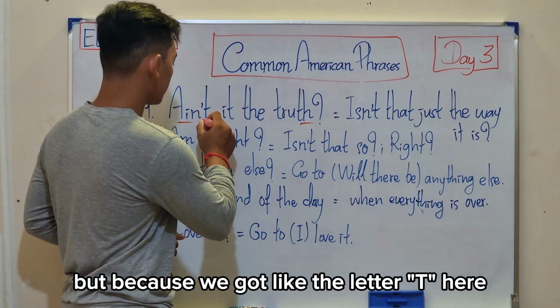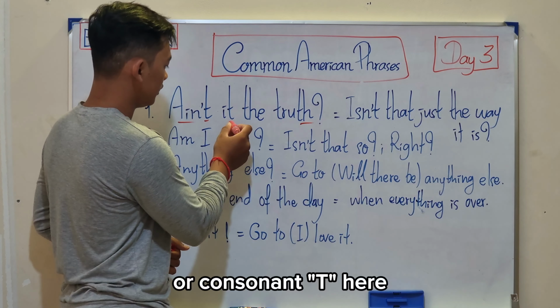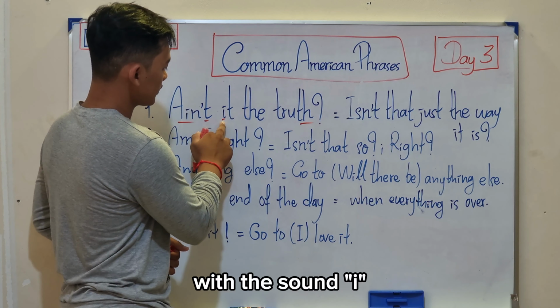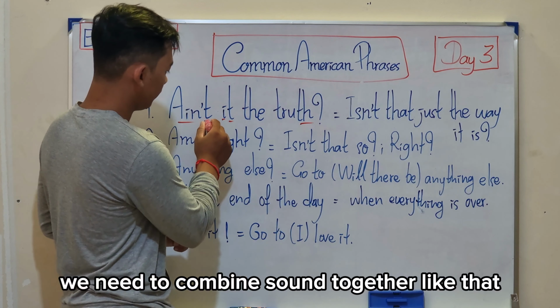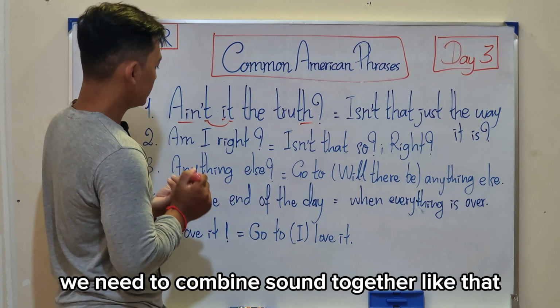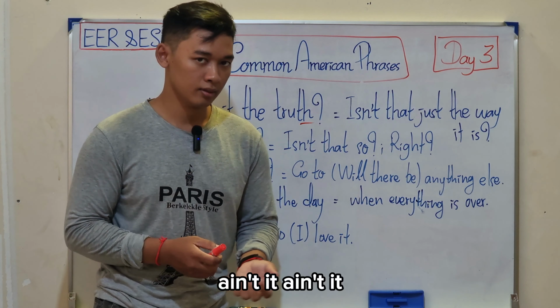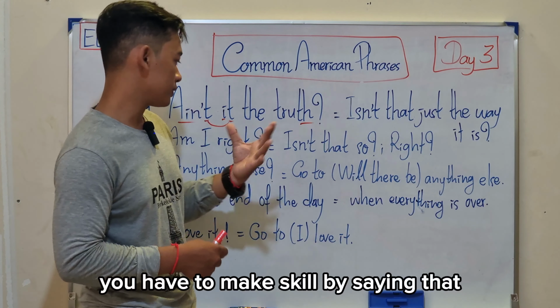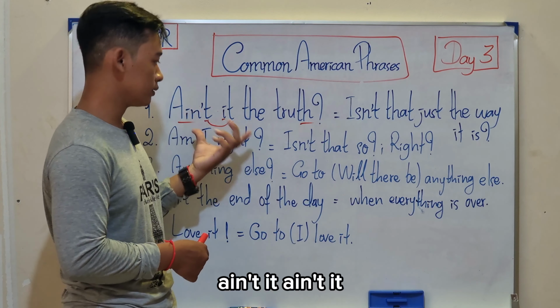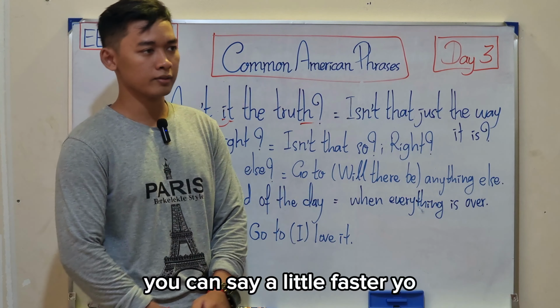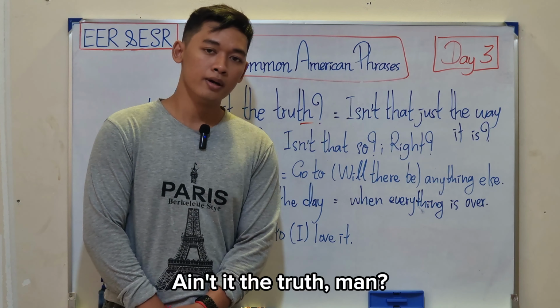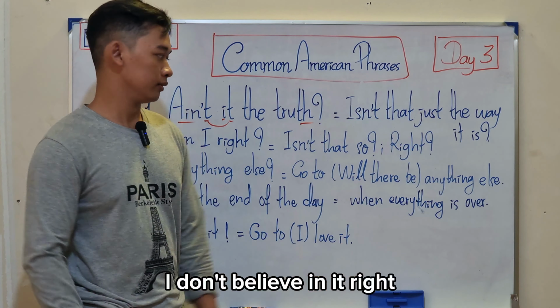Because we have the consonant T here and also the sound of E and also the sound of T, we need to combine the sounds together like that. Ain't it. You have to make it clear. Ain't it. Ain't it the truth? You can say it a little faster. Yo, ain't it the truth, man? I don't believe it, right?